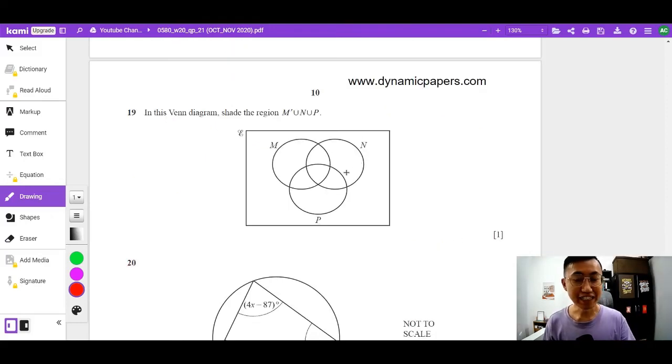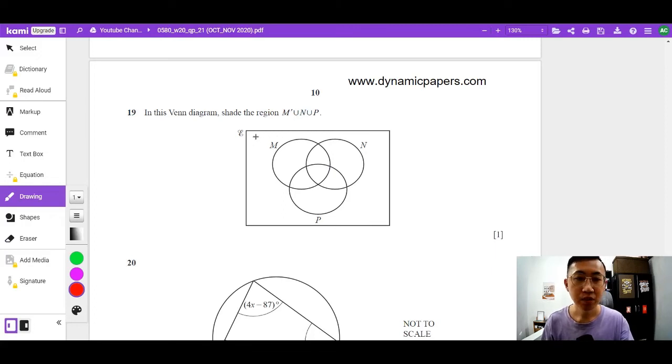Question 19. Teacher's favorite sets and Venn diagram. Shade the region M prime union N union P. Okay, 1 mark question. It's a very easy question. So first step, when you see union, you just shade whatever is required. So what do I mean? You're going to shade M prime. M prime means outside of M.